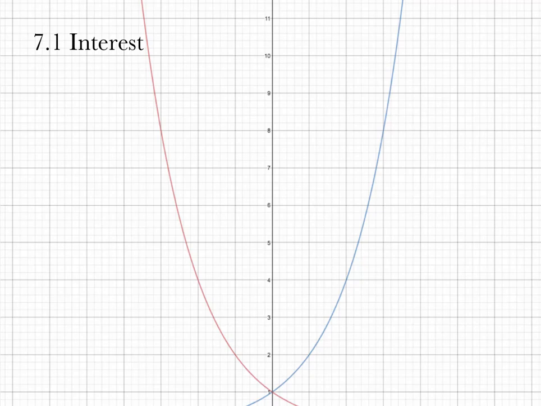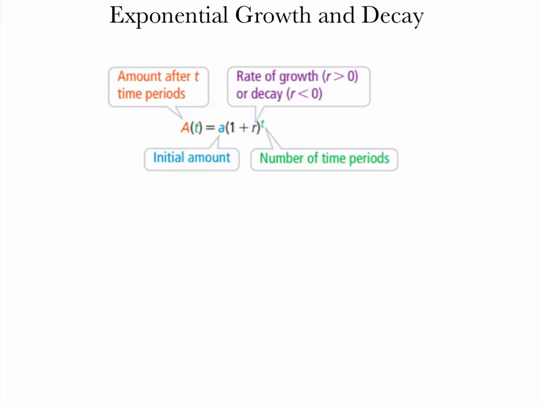Let's talk about interest and exponential growth and exponential decay. Now, in order for growth to be exponential, you have to have a quantity changing by a fixed amount or a fixed percentage each time period. We can model exponential growth with this formula, where big A is the amount in the account, say, after t time periods. Little a is the initial amount. R is the rate of growth or the rate of decay, and T is the number of time periods.